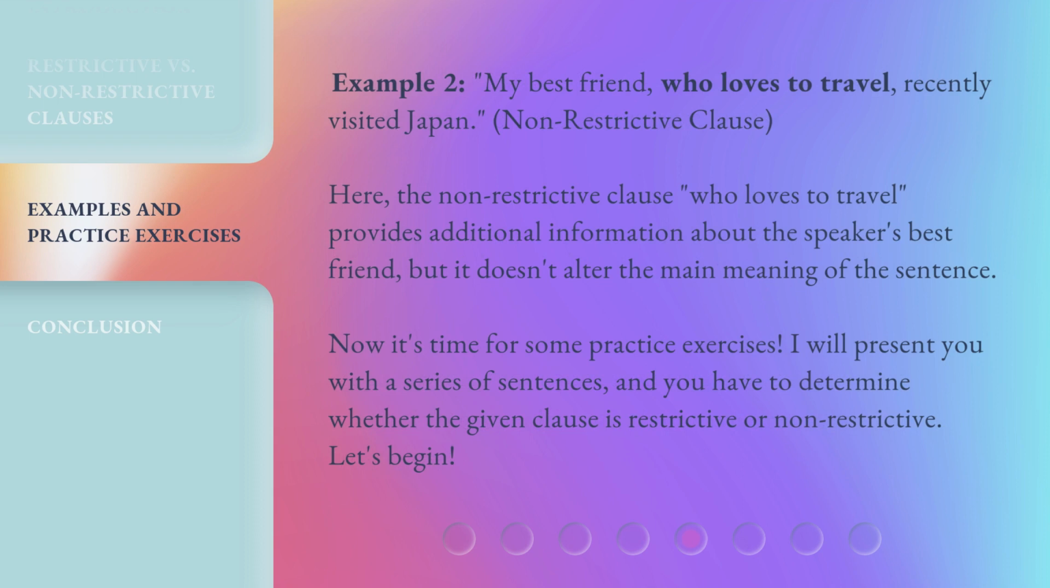Example 2. My best friend, who loves to travel, recently visited Japan. Non-restrictive clause. Here, the non-restrictive clause, who loves to travel, provides additional information about the speaker's best friend, but it doesn't alter the main meaning of the sentence.